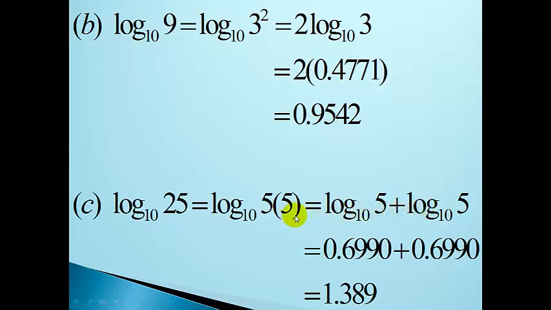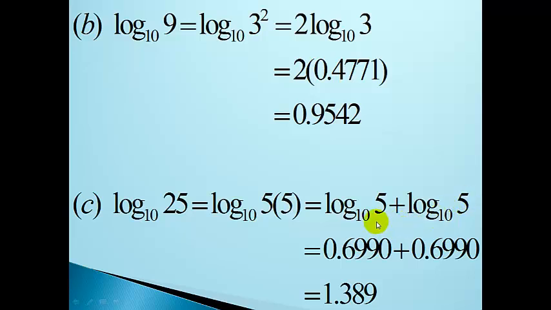Now we have log 5 to the base 10 plus log 5 to the base 10. When we split, the operation sign is plus because the numbers are multiplying, 5 times 5. Take note that 5 times 5 equals 25, so we are not changing anything. We are only applying the law. And that is how we have log 5 to the base 10 plus log 5 to the base 10.